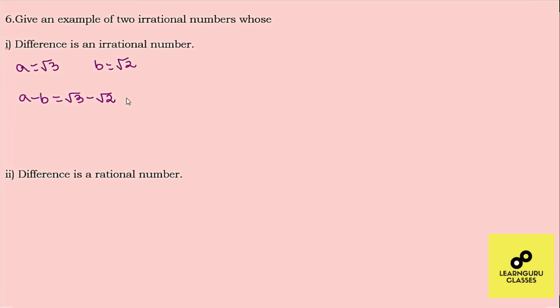Okay. Now for two irrational numbers whose difference is a rational number, let's take a equal to root over 3, b equal to root over 3, same number. So a minus b, if you do root over 3 minus root over 3, that will give you 0. So 0 is a rational number.